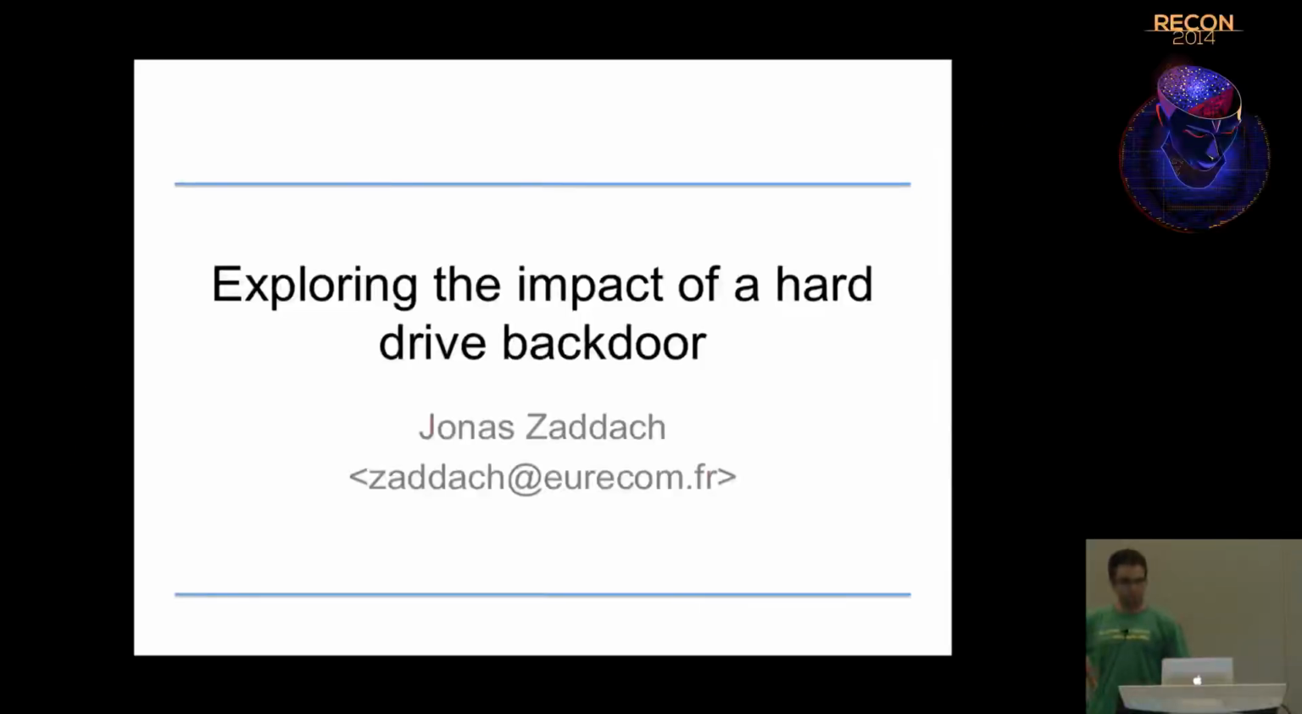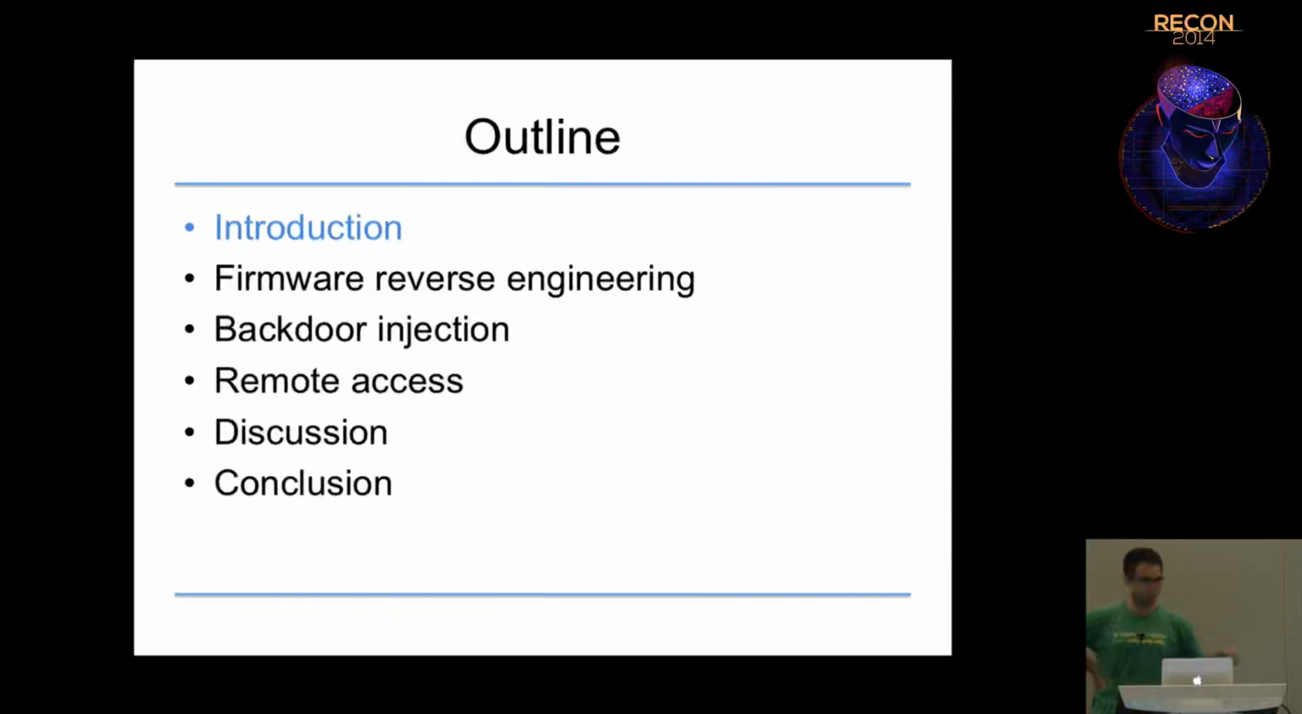I'm talking about my hard drive, and I'm first giving you a short overview of the talk. So first, mandatory introduction: who I am, what the hard drive is, and so on. Then we're going to see the firmware reverse engineering of this drive, how I injected a backdoor, how you can afterwards remotely access this backdoor through the network without modifying the software that is running on the computer where the hard drive is plugged into. Then we're going to discuss several advantages and disadvantages of a hard drive backdoor. And finally, I'm going to conclude this talk.